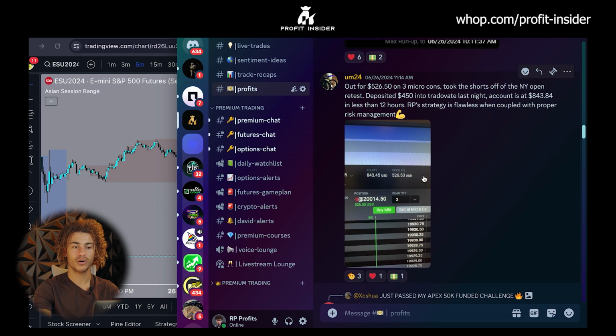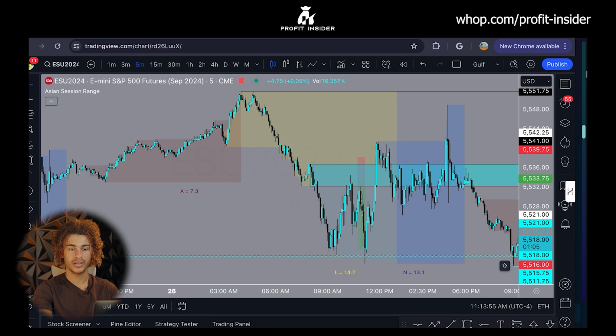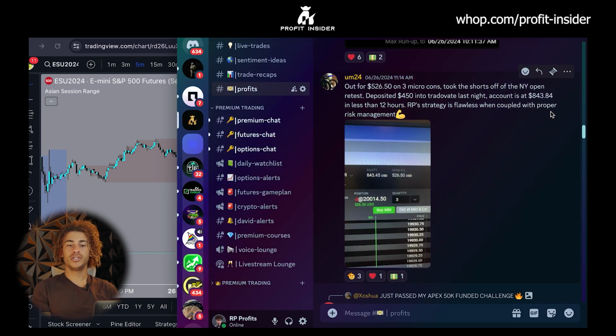And then 24 made $526 on this exact same break and retest setup right here. So you can see that she was trading with a smaller account, right? So even if you have a smaller account, you're still able to make money. She turned $450 into $843 in less than 12 hours. She said that my strategy is flawless when paired with good risk management.